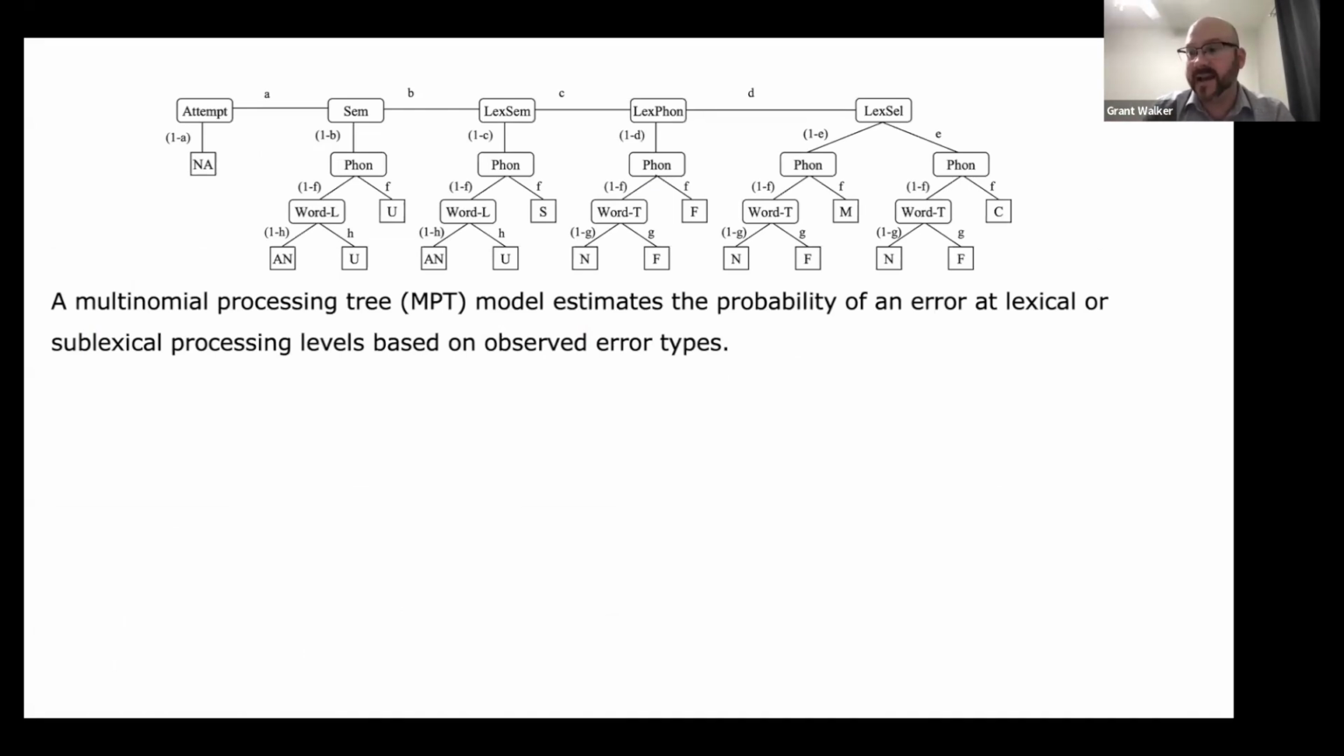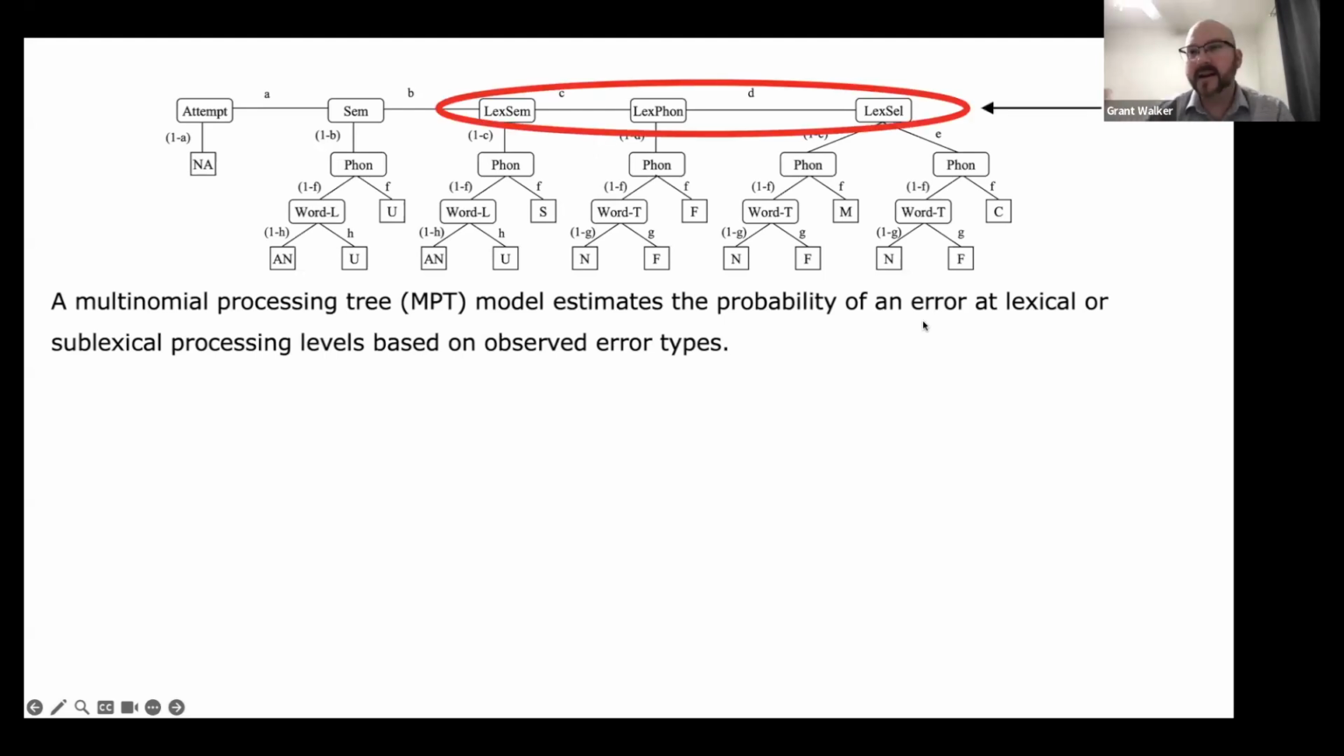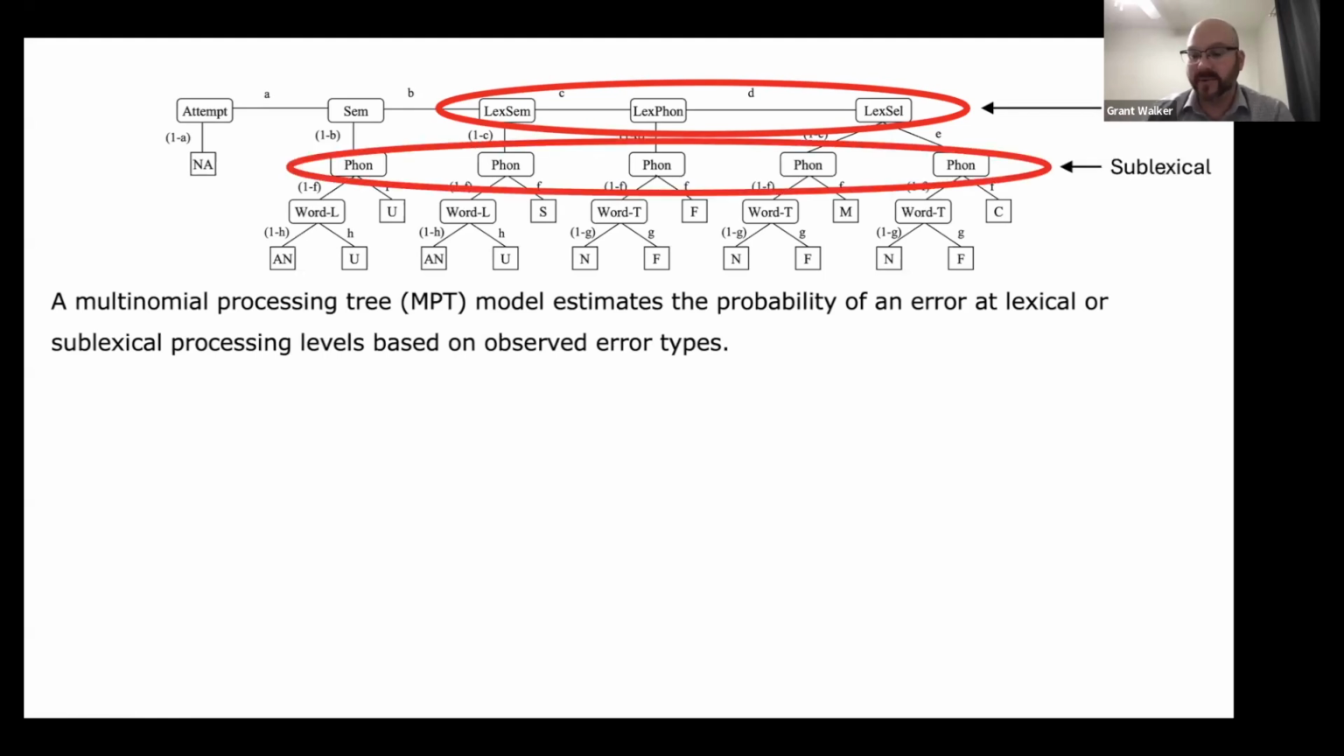It's essentially a flow diagram, a tree diagram of the process where we start at the root node, and each of these letters or lines or branches is a probability of successfully rejecting competitors until you select whichever word you're going to select, and then you have to select the right phonemes. So there's some probability of success for that. Depending on the combination of errors and successes, we get different types of responses. The main point is that we can evaluate and pull out these probabilities of success at the lexical level or at the sublexical level.